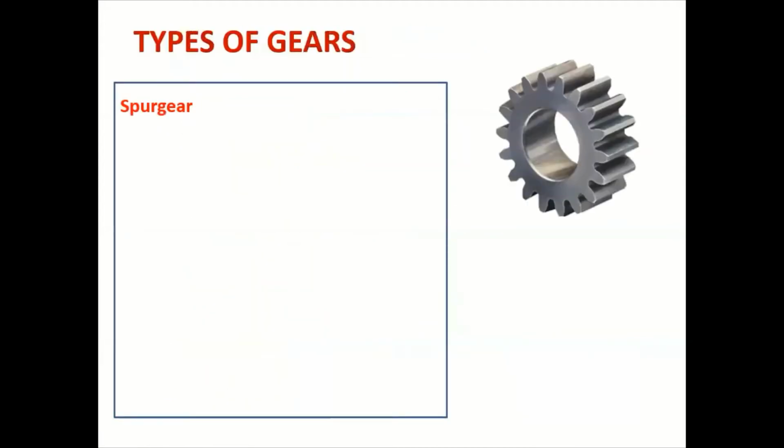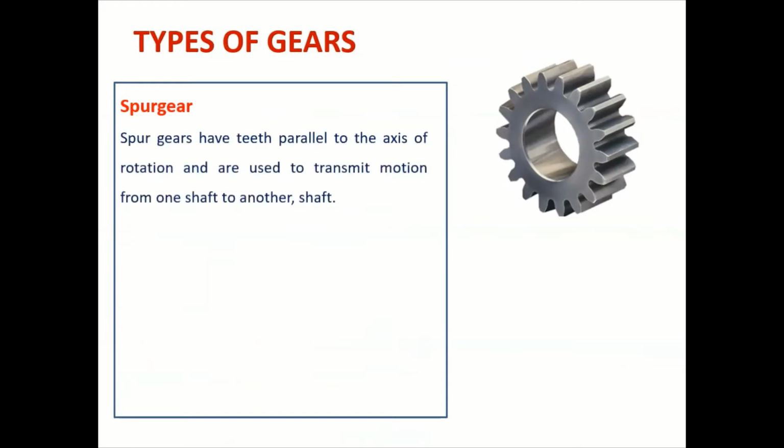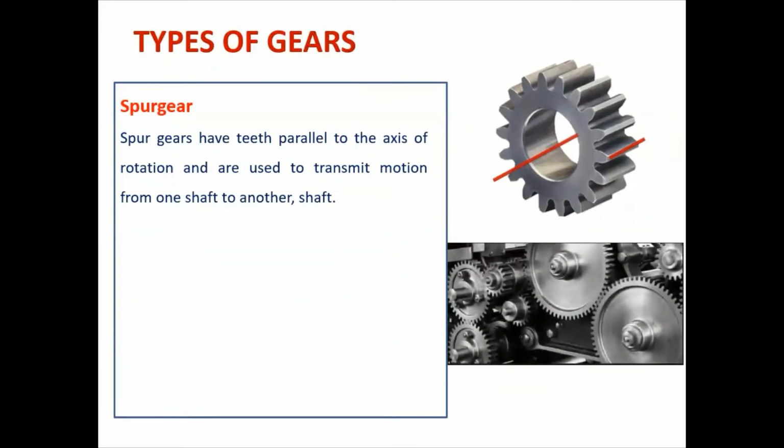So first we'll go for the type of gear, that is a spur gear. Spur gears have teeth parallel to the axis of rotation and are used to transmit the motion from one shaft to another shaft. You can see in this diagram, the teeth are parallel to the axis of the shaft, and we can transmit the power from one shaft to another shaft.